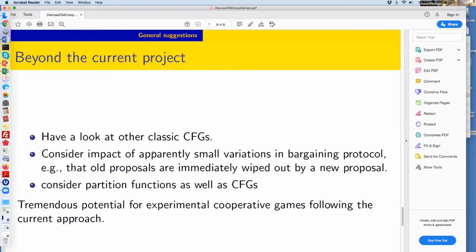So bottom line is, I think there's tremendous potential for this kind of work for looking at cooperative games in the lab, cooperative games with transferable utility, and the present approach seems suited to address a lot of them. So I think it's very exciting work, and there's a lot of future potential.